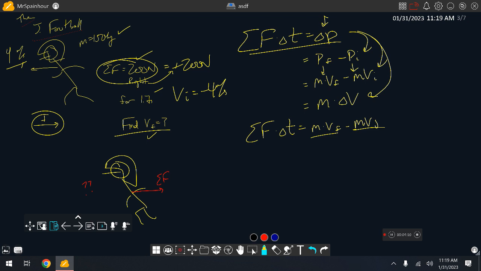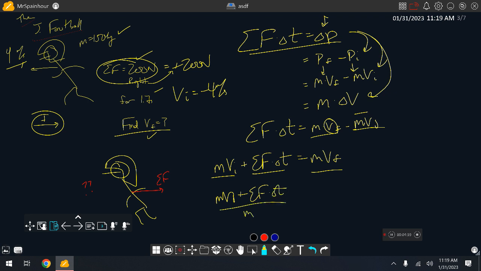From here, we just do some algebra. I'm trying to get this guy, so I'm going to go ahead and add the right entire term here. So this should be mass times Vi plus net force times time equals mass times Vf. And simplistically put, that says initial momentum plus the change of momentum equals the final momentum, because of course it should. So this should be mass times Vi plus net force times time, all over the mass, dividing that guy out to get velocity final.